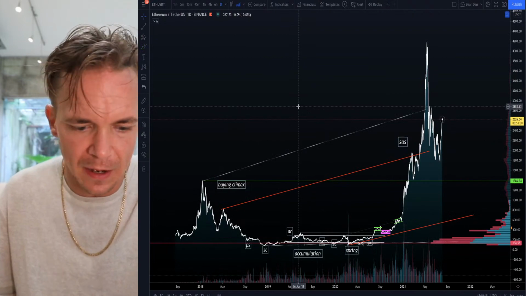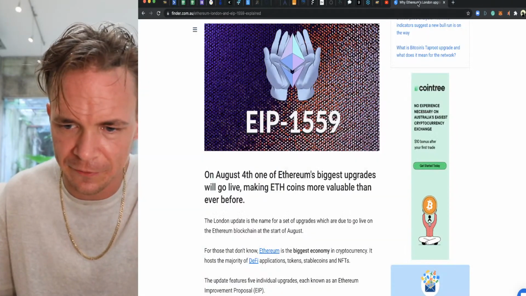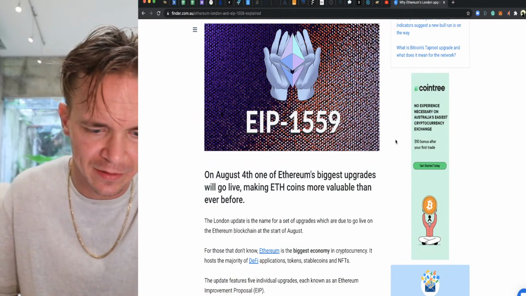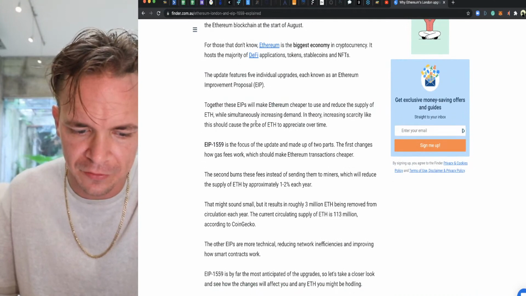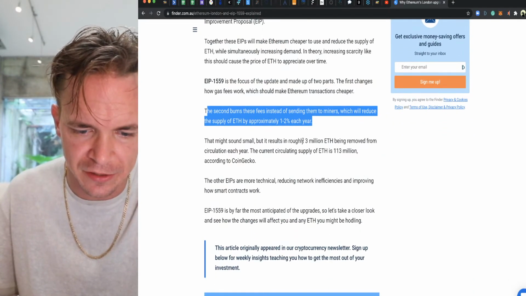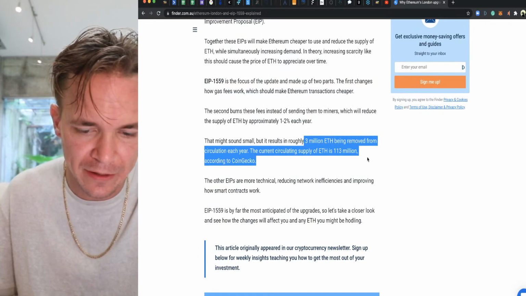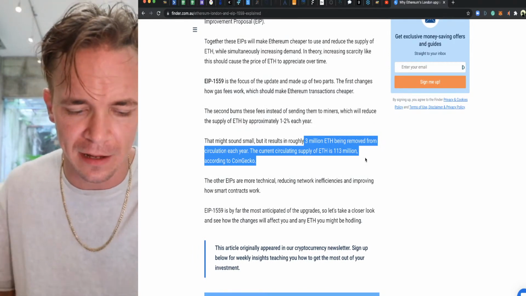Ethereum, EIP 1559, where is this? It's coming up here in a few days. Why Ethereum's upgrade going live would make Ethereum more valuable. Again, for those of you that don't know, this will effectively aim to burn approximately 1% to 2% of the Ethereum that is mined each year. That's around 3 million Ethereum, with a current circulating supply of around 113 million Ethereum on the market.